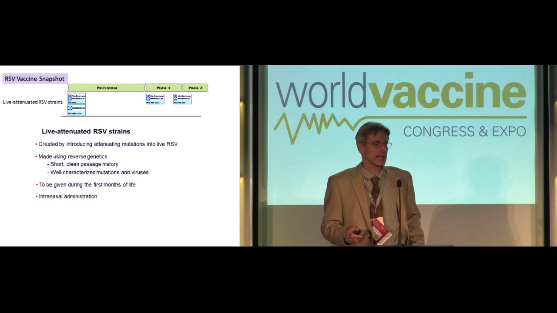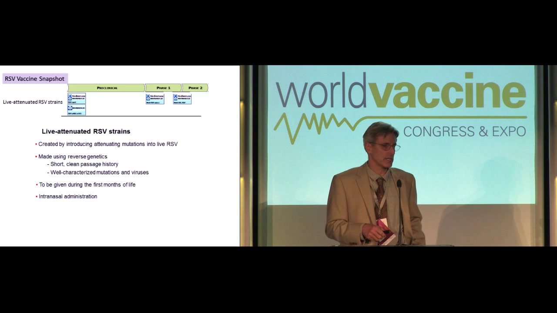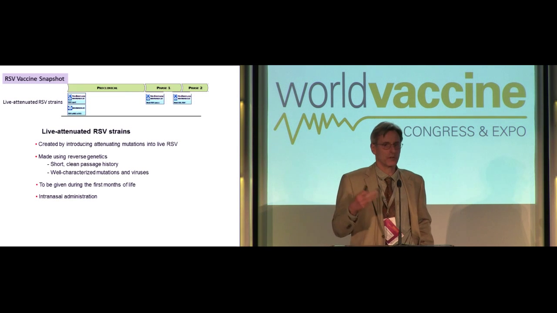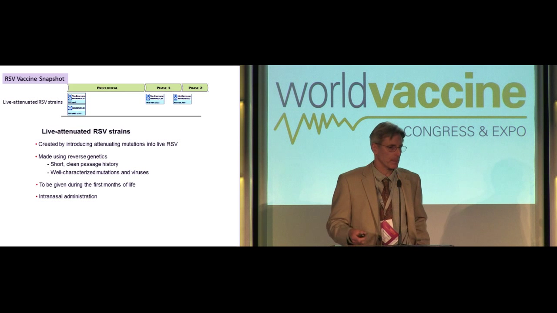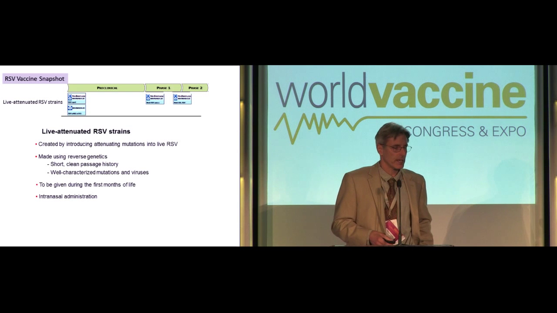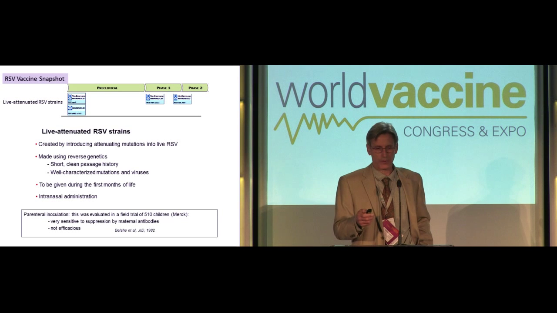So this now is the vaccine, returning to the vaccine snapshot, and I'll briefly summarize a few different vaccines. So this is first looking at live attenuated RSV strains. So these are produced by introducing attenuating mutations into live RSV. This is done using reverse genetics, so it's done making virus from cDNA. This provides virus which is clean, has a short passage history, has well-defined mutations. It's intended to be given during the first months of life by the intranasal route.